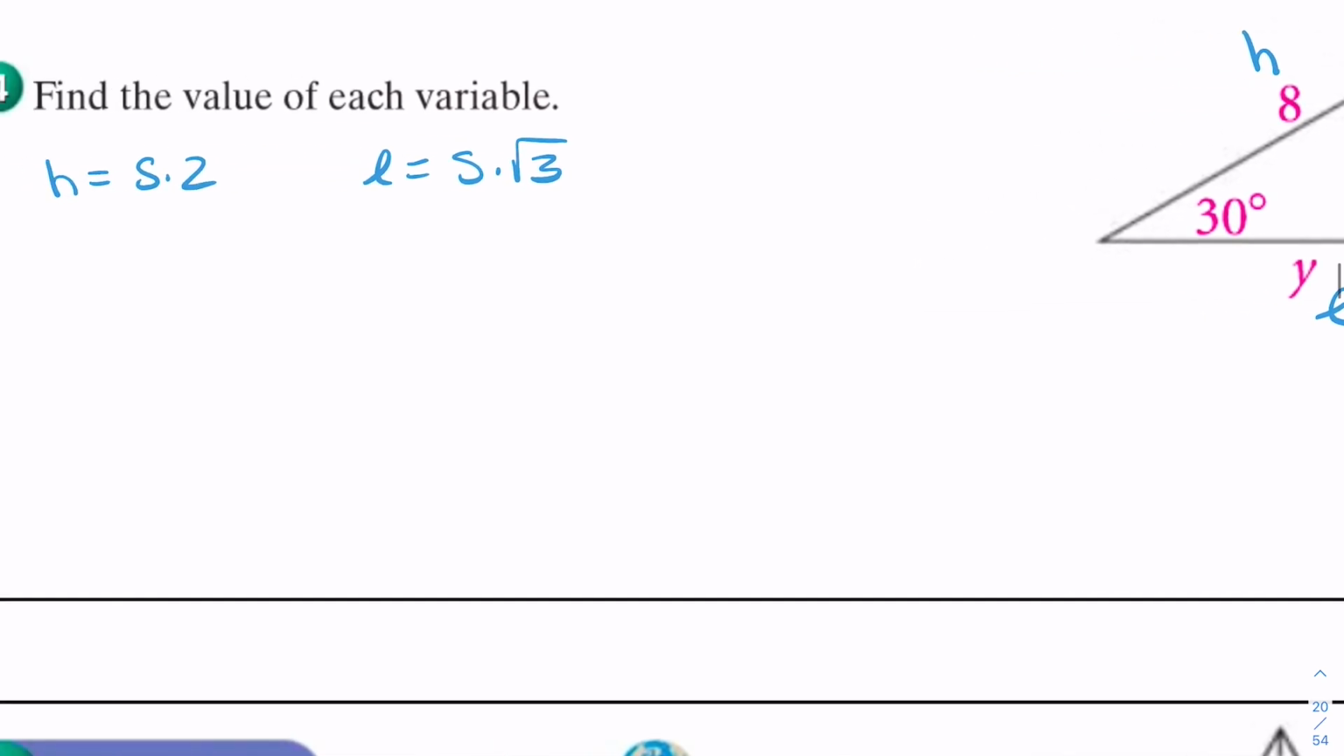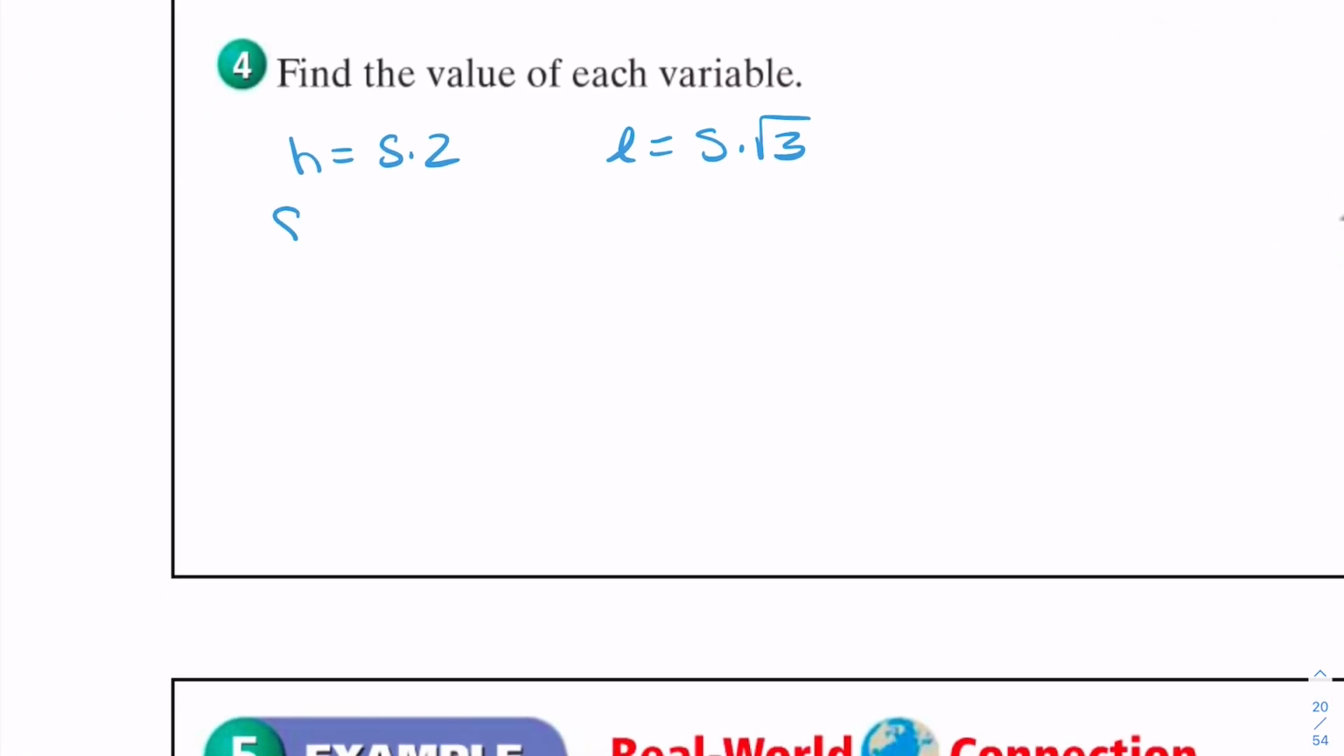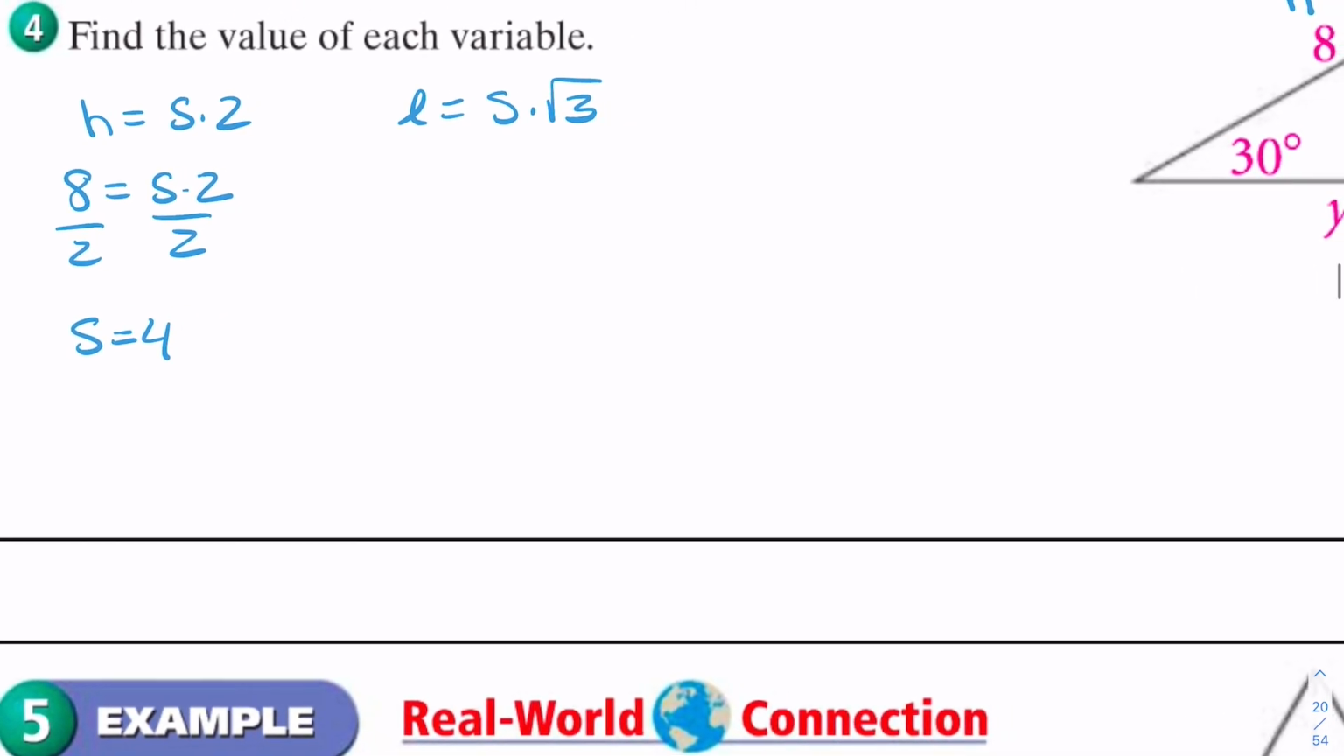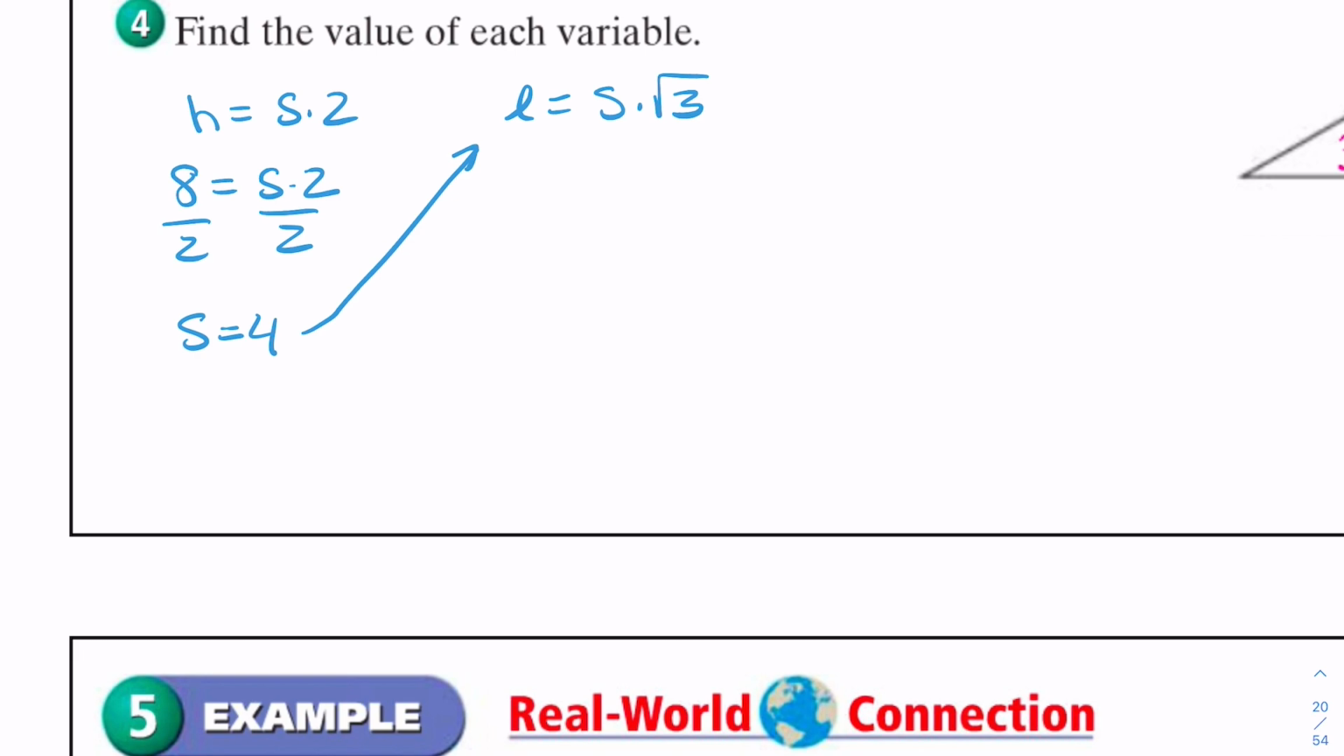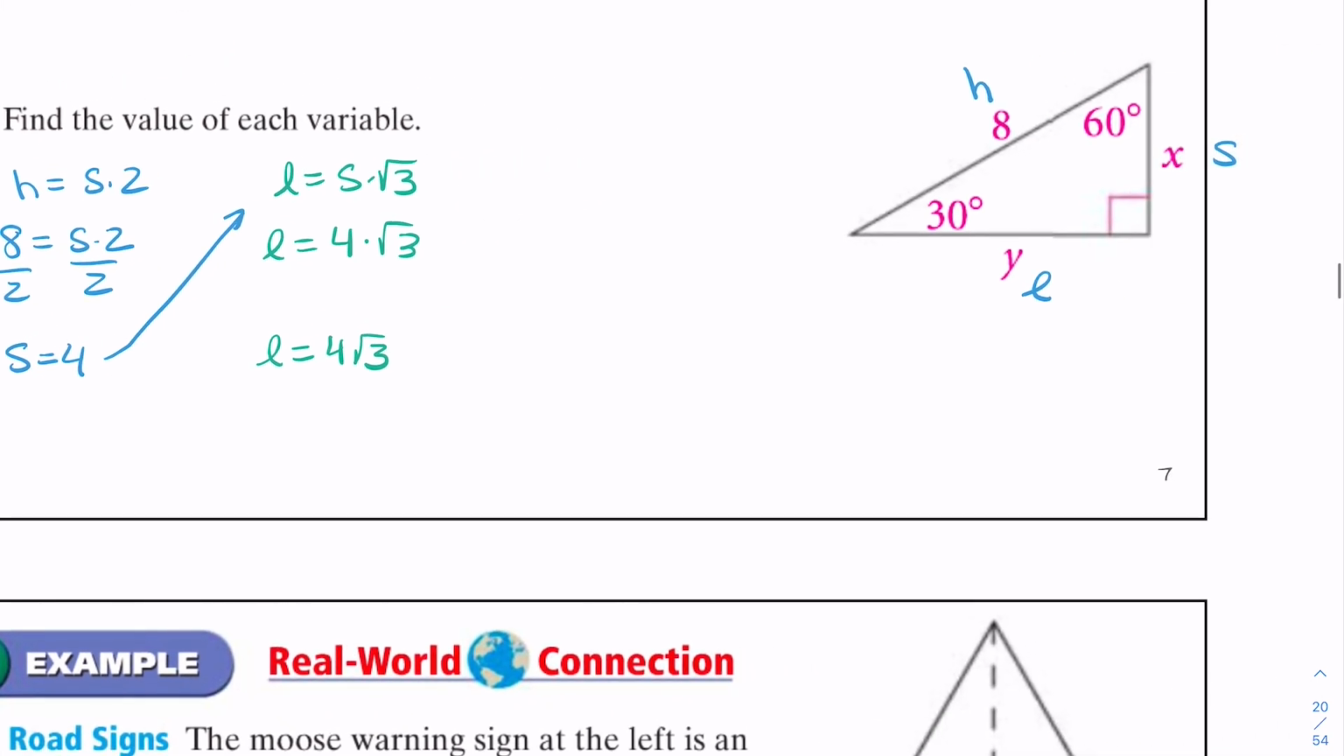So given the hypotenuse is 8, so we're going to put in 8. So 8 equals short times 2. So short is equal to 4. So the short leg is equal to 4. And we'll do the variable later on. But now I'm going to put the short leg in there, and so we'll get long equals 4 times the square root of 3. So long is equal to 4 square roots of 3. And now we just need to do the correct variable.